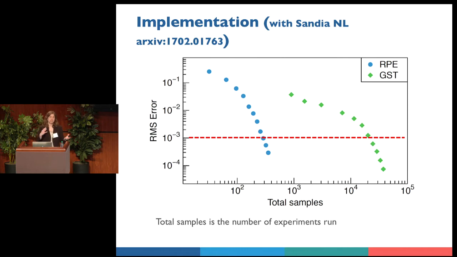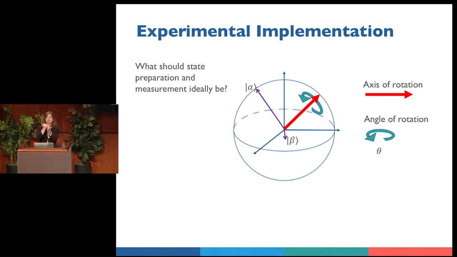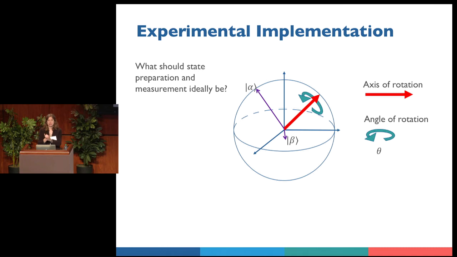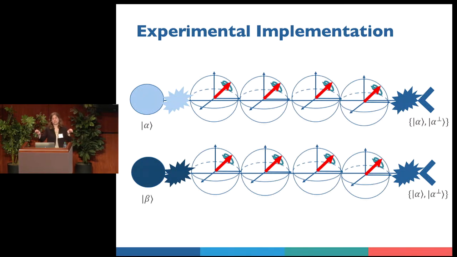I said that your state preparation and measurement need to be relatively close to the ideal. So what is the ideal state preparation and measurement? If our gate is a rotation about the Bloch sphere, we can imagine the plane that's perpendicular to that axis of rotation. And then we can imagine two orthogonal states that both lie in that plane, so we'll call one alpha and one beta. Essentially, the state preparation you should ideally be shooting for is to get close to that alpha and that beta.